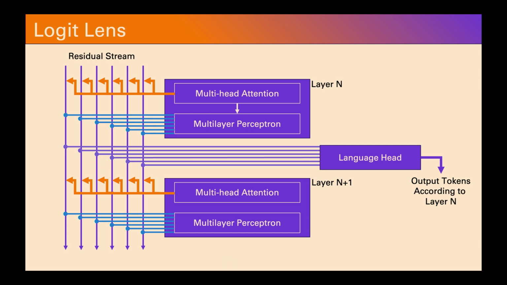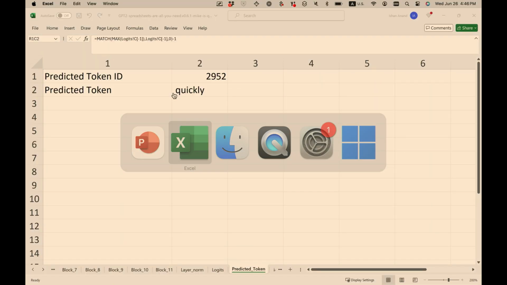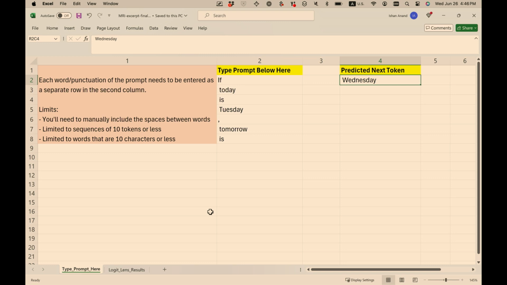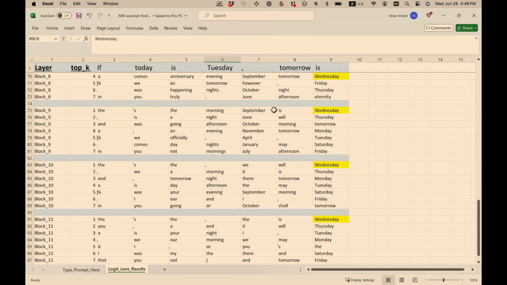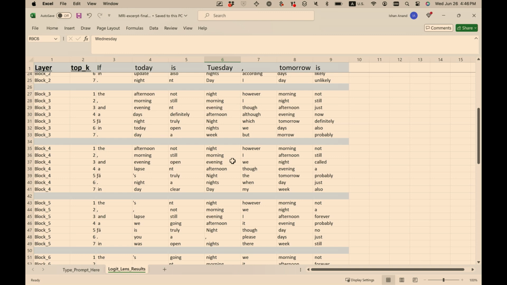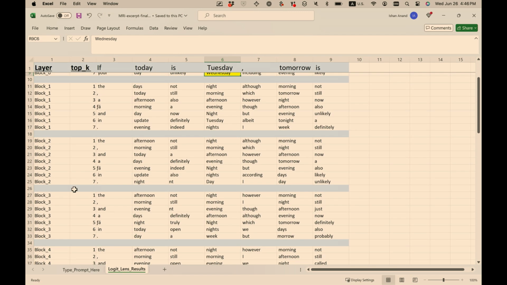We can take the language head we talked about earlier and stick it in between every single layer of the network. And what was it thinking at that layer? So that's what I've done in this sheet. So I give it the prompt, "if today is Tuesday, tomorrow is," and the predicted token is Wednesday, and GPT-2 does this correctly for all 7 days. And what you see in this chart is essentially the columns here from 3 through 9 are all those lanes of the information superhighway.